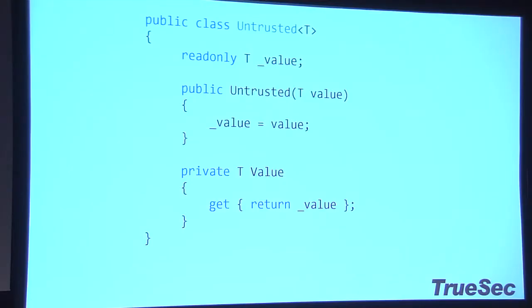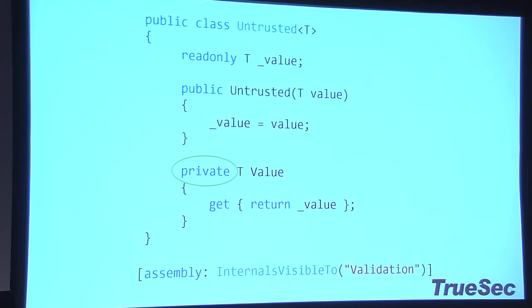So here's how we could do this. Here's our untrusted of t. We construct it with a value, and then we have a getter for the value. Does anyone see anything strange with this getter? Anyone? It's kind of useless, isn't it? This is a private getter. How are we going to get this value out of the untrusted container? We can't. The only one that can use the getter right now is the untrusted class itself.